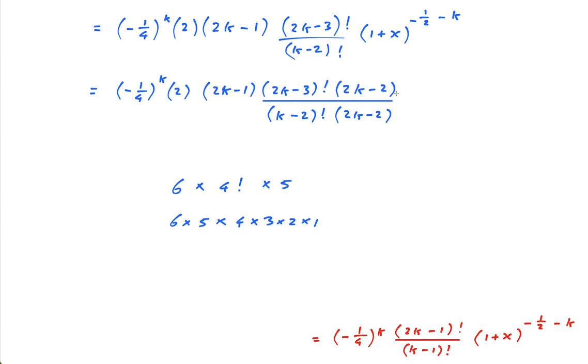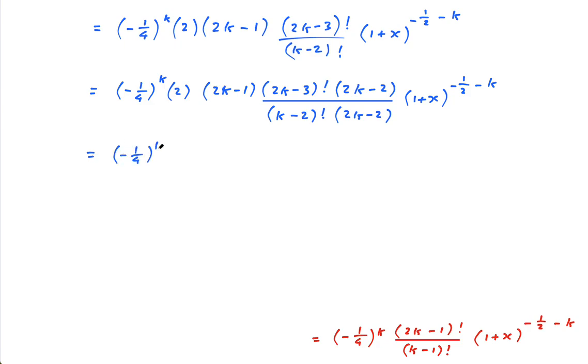Now I can write these three expressions here as (2k − 1) factorial. Let me get rid of this. The (1 + x)^(−1/2 − k) is absolutely fine. Okay, nearly there, guys. (−1/4)^k. Now, see this 2 here? This is going to nicely cancel with one of the 2s here. I'm going to divide this by 2.